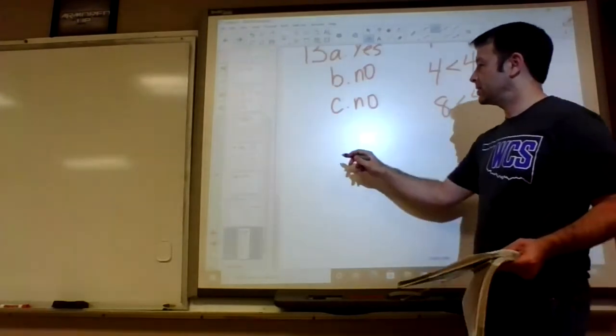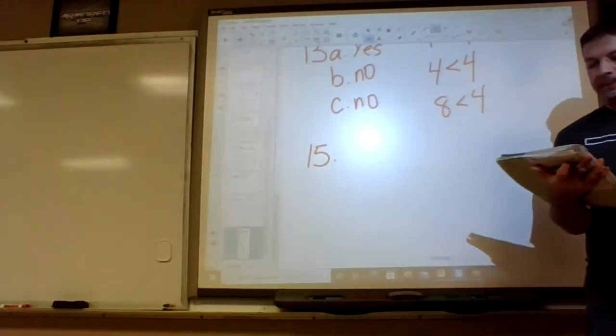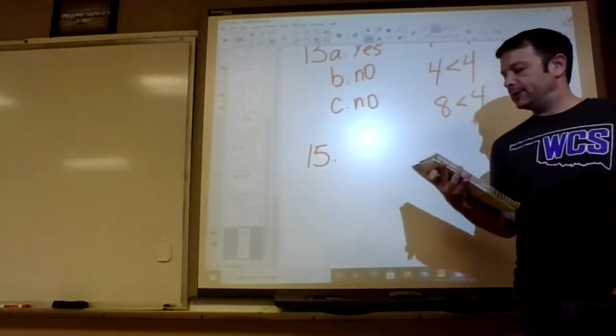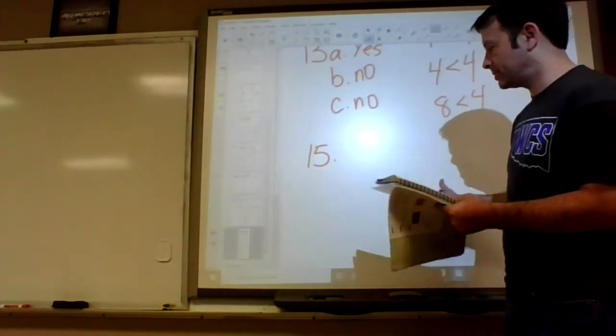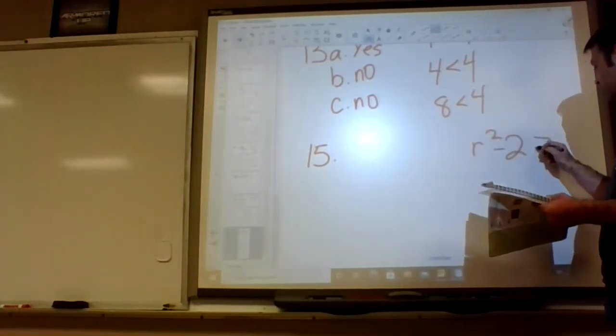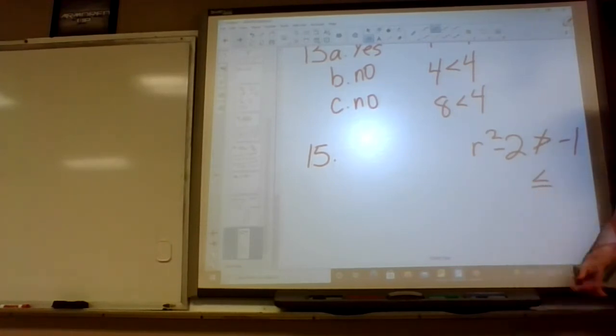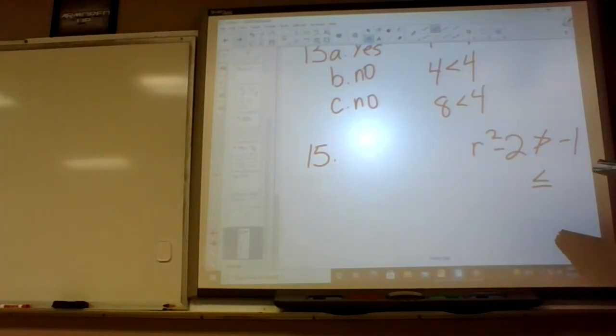Alright, this next one's actually a little bit tricky. 16 is tricky. The tricky thing is they put r squared minus 2 is not greater than -1. We need to turn this into something that makes sense. What does not greater than actually mean? Less than or equal to. So this is what we actually need to use.